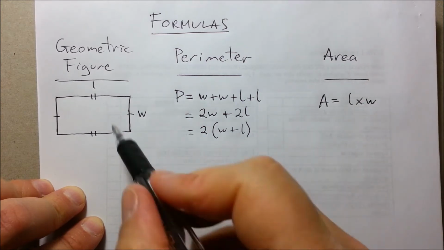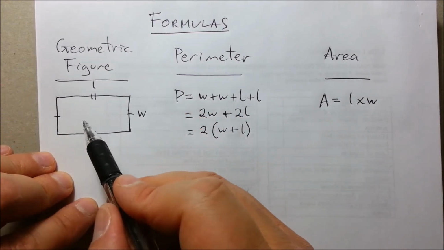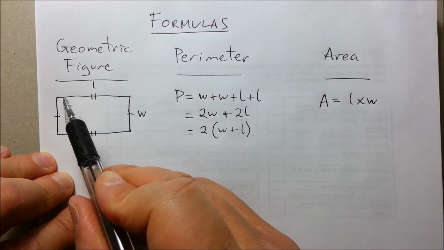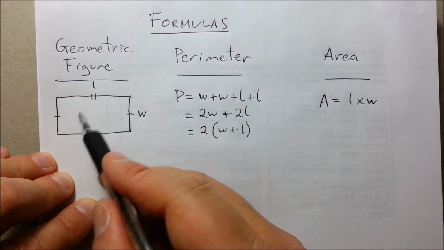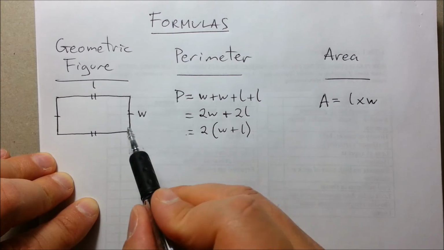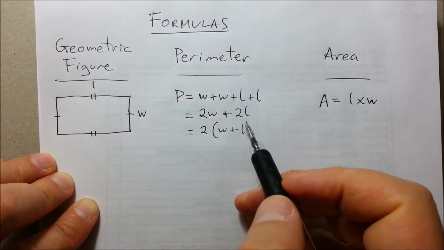So for example, if we needed to paint this rectangle, let's say this was much bigger, let's assume that this was a wall. If we needed to paint this, we would need to find the area, right, to figure out how much paint we need. If we needed to just paint the borders of this rectangle, then we are looking for the perimeter.